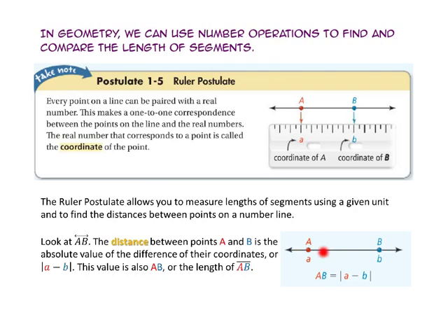If you look at line AB, the distance between point A and point B is the absolute value of the difference, subtract, of the coordinates. So here I would write the absolute value of A minus B. This value is called the length of segment AB, or you can write the length of segment AB this way.